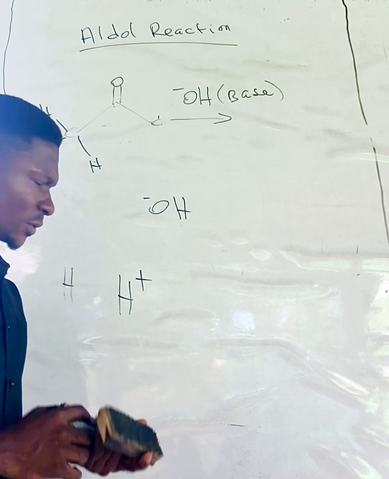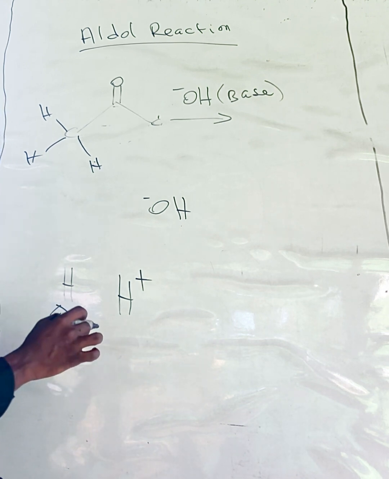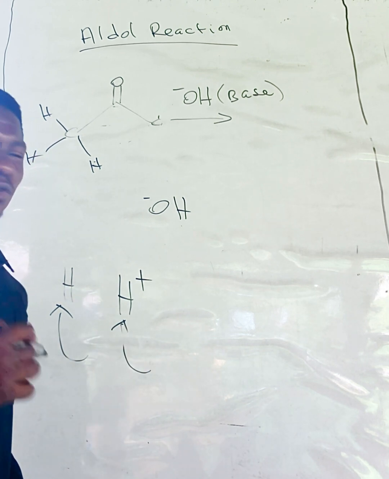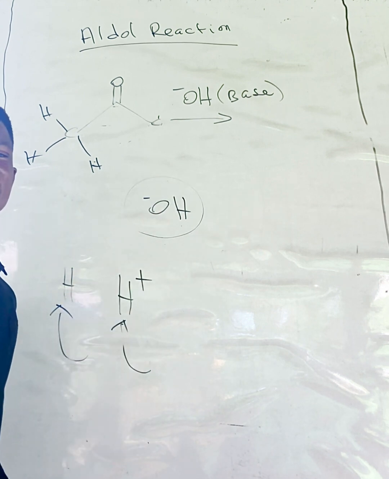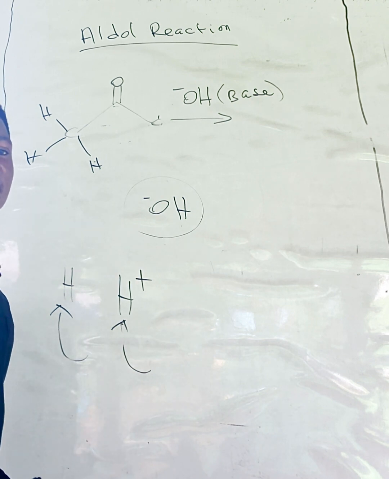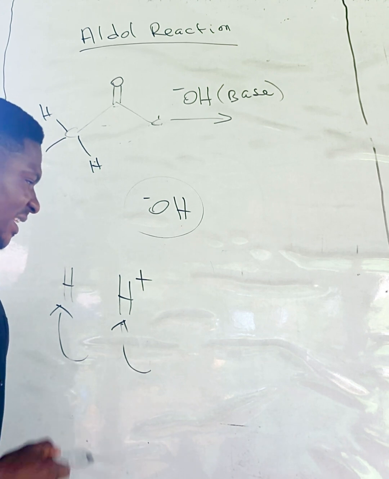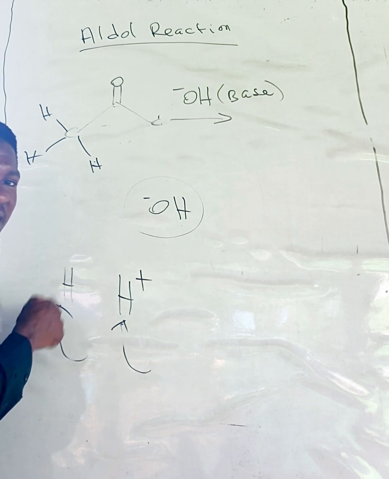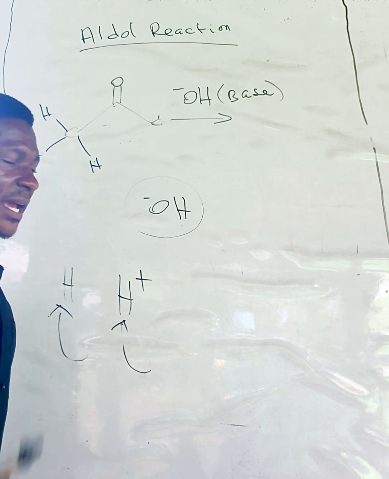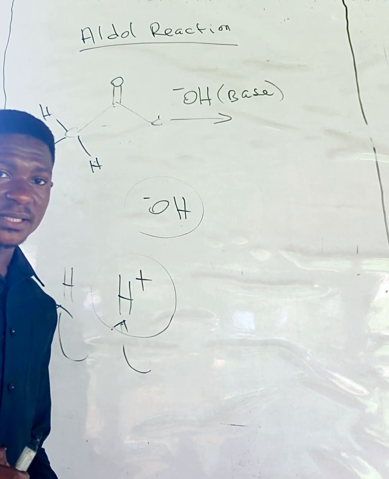Good. Now the base does not come to abstract this hydrogen atom. Rather, it abstracts a proton, because the base, which is this hydroxyl group, already has an excess electron that it is willing to share with whatever species comes close to it. So it is not interested in the electron that the hydrogen possesses, but rather it is interested in a species that doesn't have an electron, a species that is in need of electrons. And a proton is a perfect species that can do that.